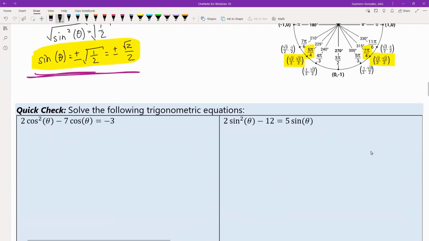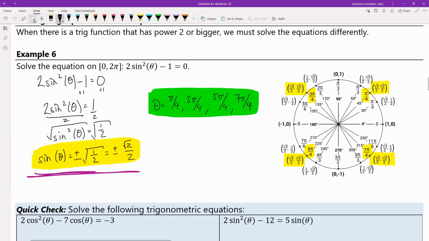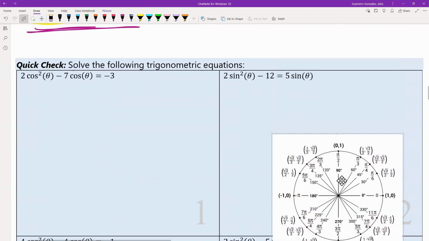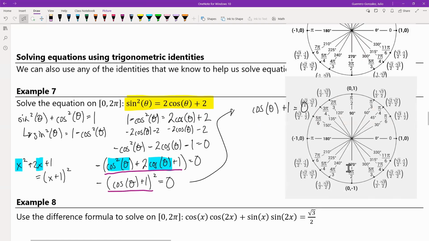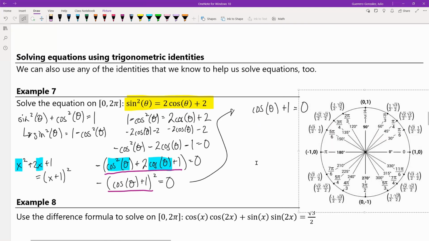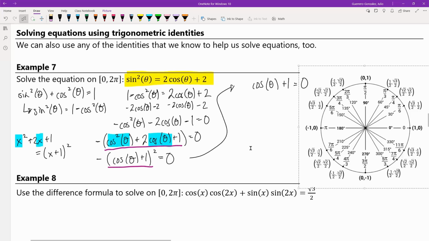Okay? So I'm going to do it again. We're getting closer. I'm going to grab my unit circle and drag it down real fast. I'm going to put it right there. Bam. So we know now cosine of theta has got to be equal to negative 1.